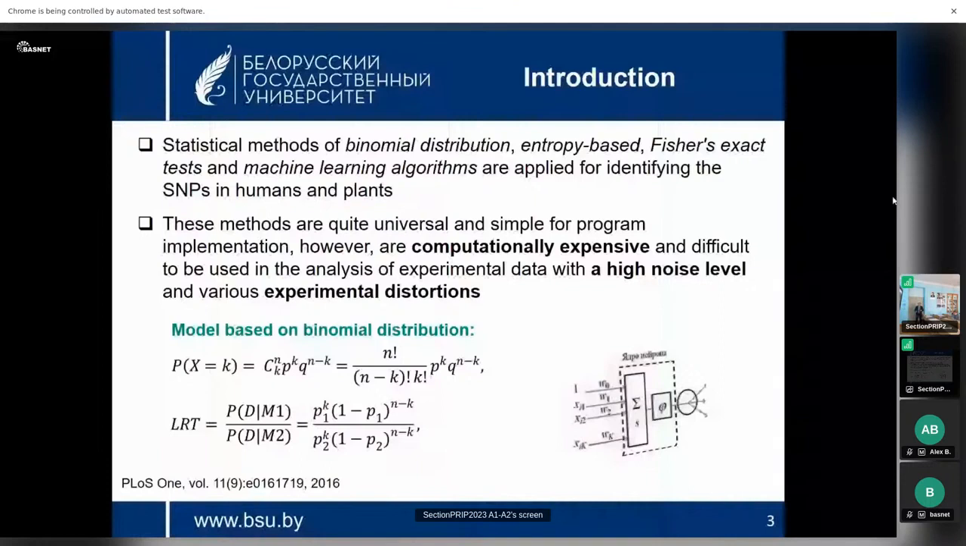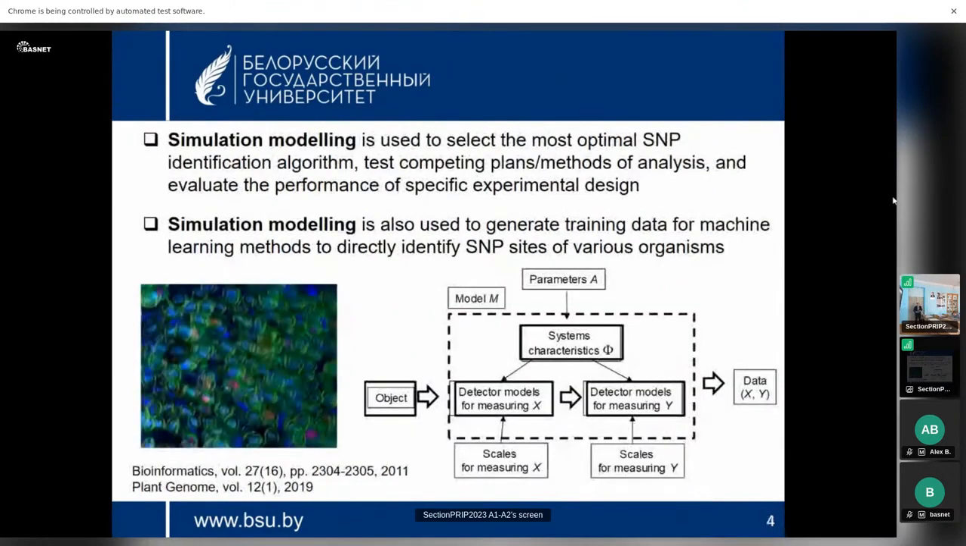These methods are quite universal and simple for program implementation. However, they are computationally demanding to be used for analysis of experimental data with a high level of noise from various experimental dispersions, which can introduce gaps, insertions or deletions in the nucleotide sequences. So this is quite a problem, and if we are talking about genome sequencing equipment used in our countries, this is quite typical of our research areas.